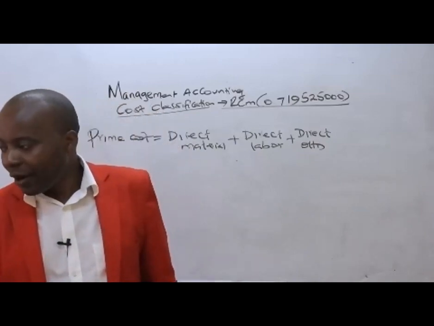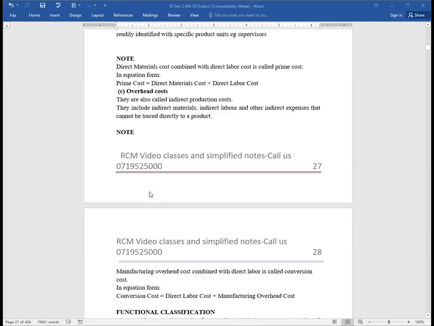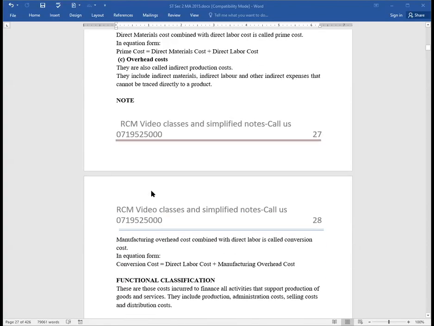Great. Now, ladies and gentlemen, we come to the next concept, which is very important: overhead costs. I would want you to understand what overhead costs are.